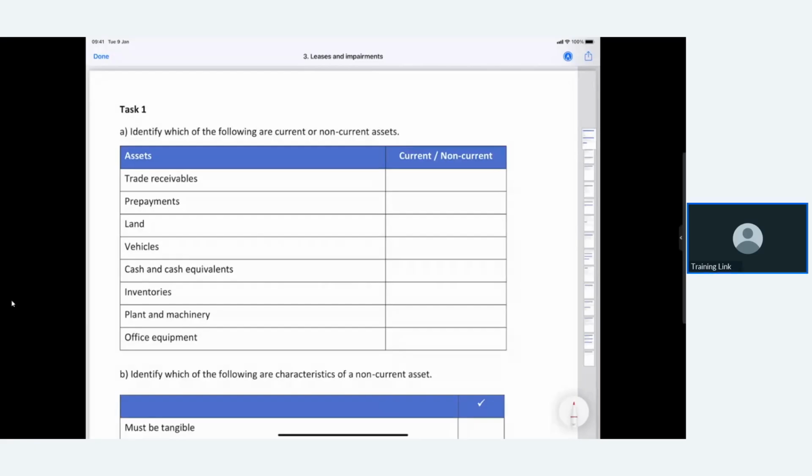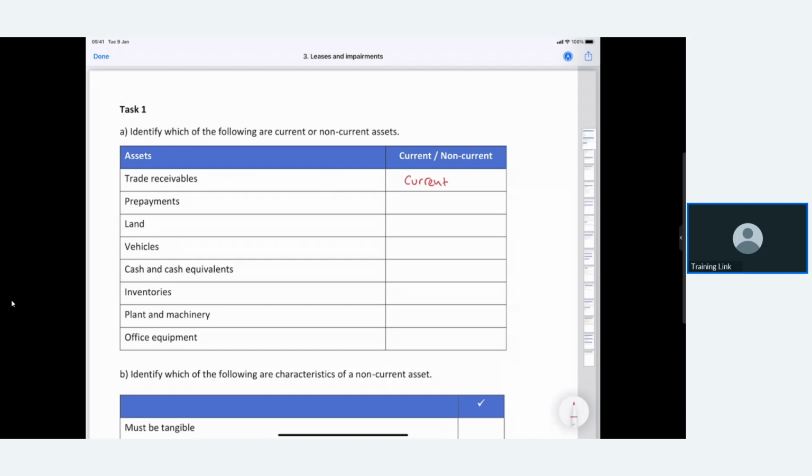Right then, so task one, identify which of the following are current or non-current assets. A nice, easy one to get us warmed up. We've got trade receivables. Current assets, remember, are those that we'd use or expect to be used within 12 months, and the non-current assets are those that we'd expect to last and be used for longer than 12 months by the business. So trade receivables would be current.